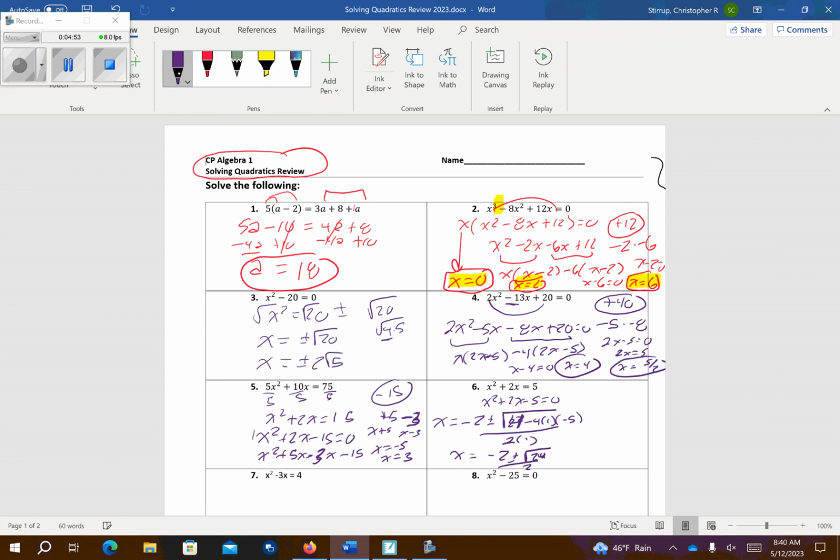And then remember, you can break 24 down. 24 breaks down to 4 times 6. Square root of 4 is 2, so I get 2 root 6 over 2. And then I can reduce everything. Everything outside is divisible by 2. So negative 1 plus or minus root 6. That's what x is equal to.